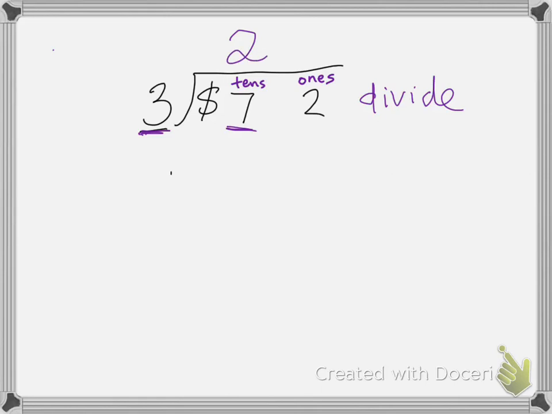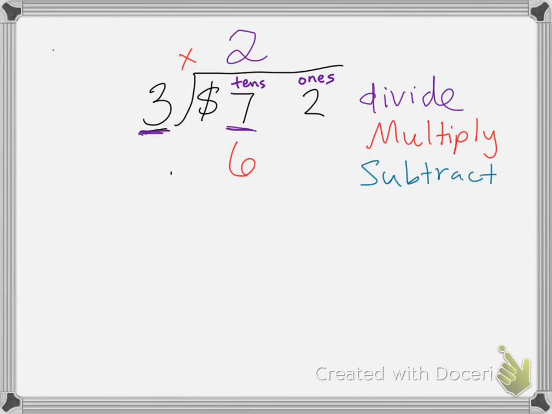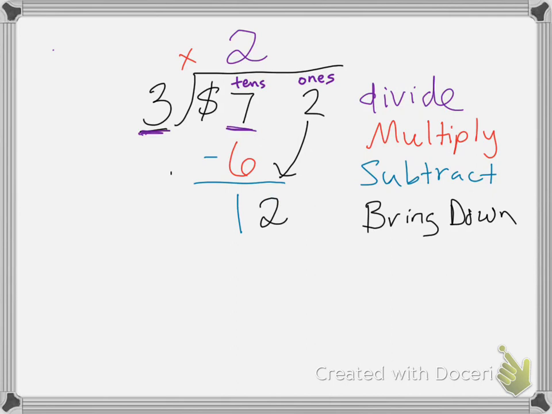The second step is multiply. So I do 3 times 2. 3 times 2 equals 6. The third step is subtract. So I do 7 minus 6, which is 1. And the final step is bring down. So I'll bring down the 2 ones to see how many ones we get.